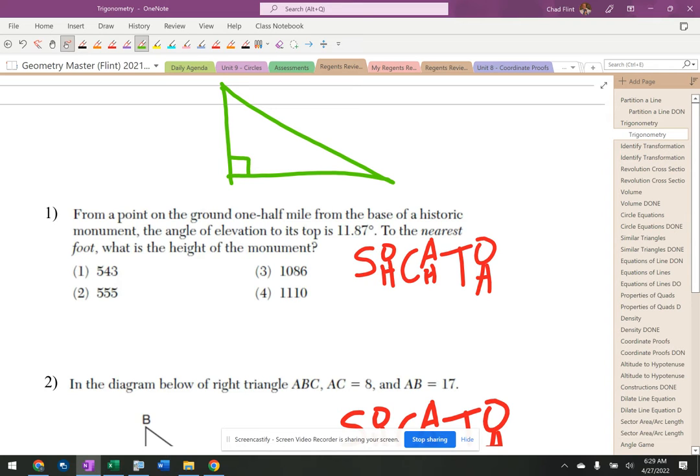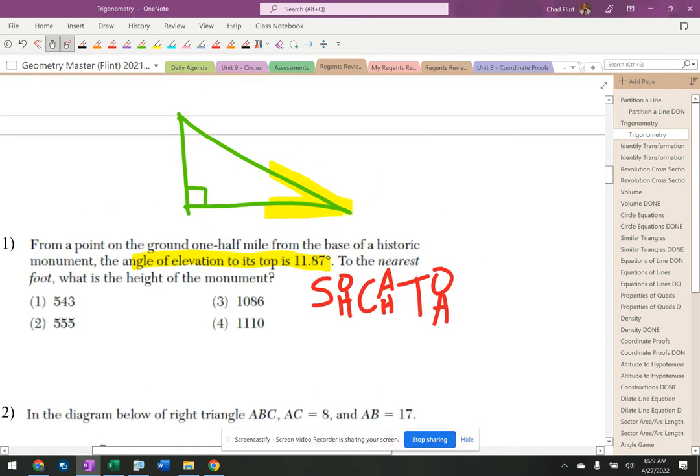It says from a point on the ground, 1/2 mile from the base of a historic monument, the angle of elevation is 11.87. All right, so remember, angle of elevation, angle of depression, horizontal up. And it's always going to be in that corner. Even if it says angle of depression, it still goes in that corner because they will always be the same.